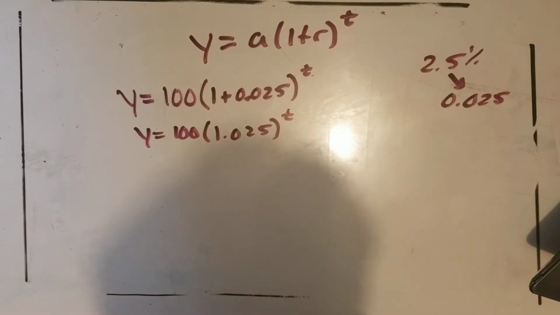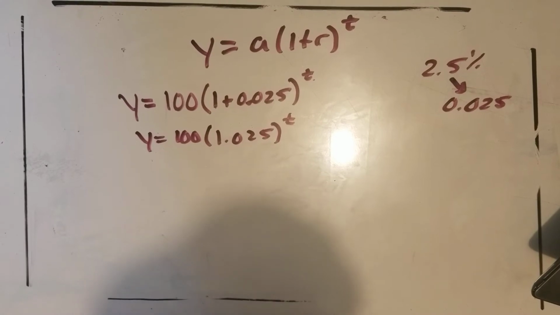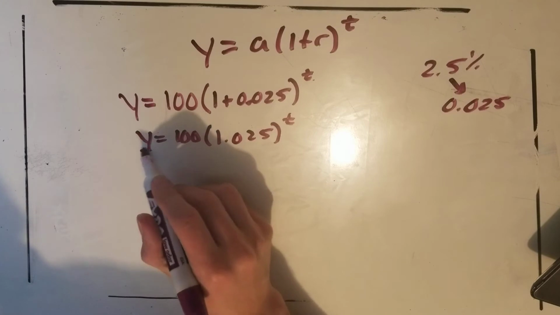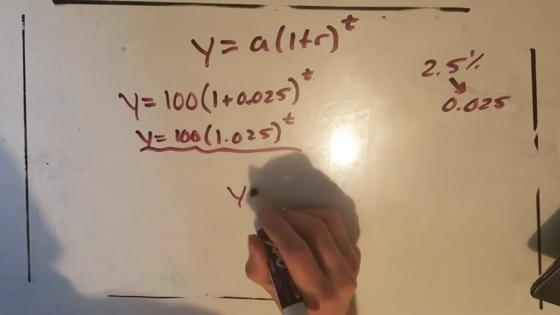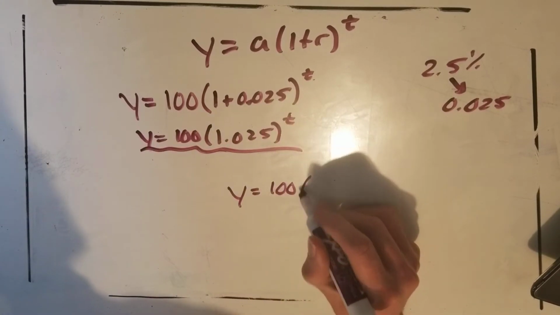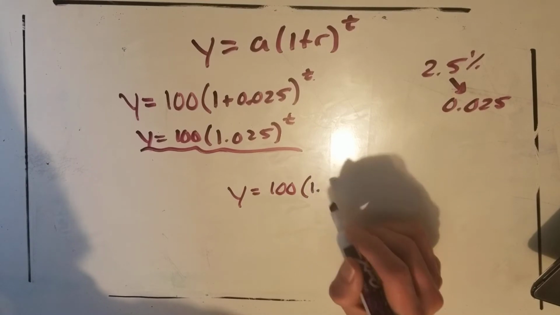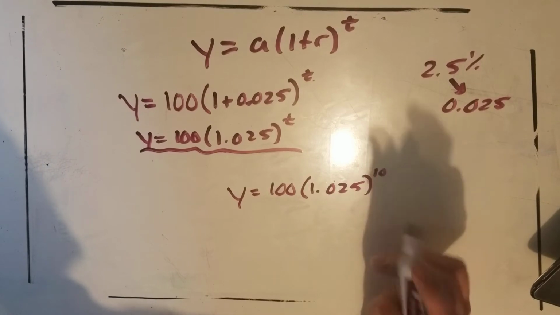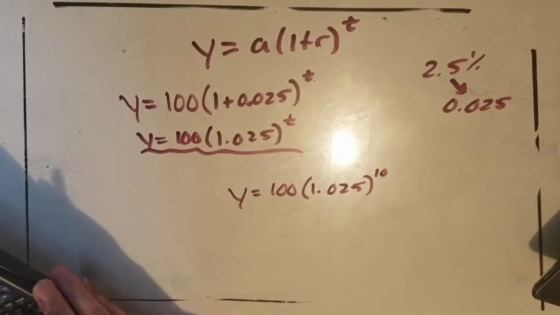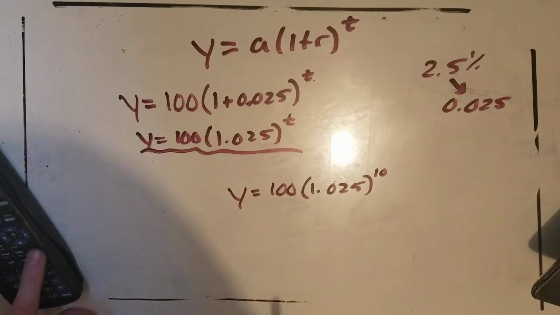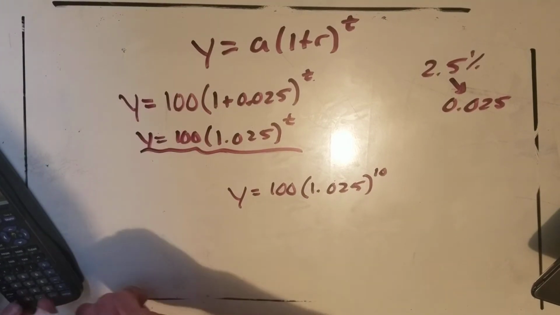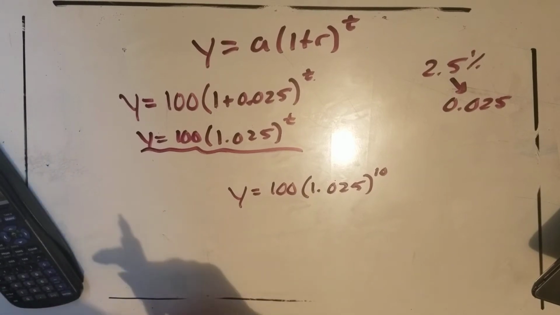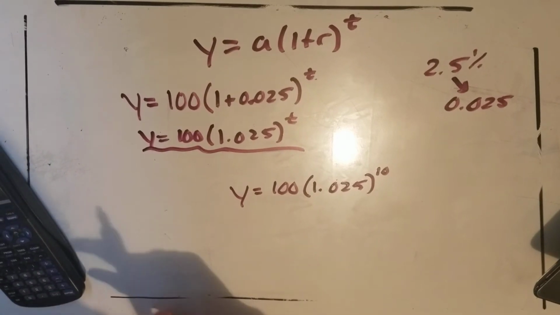Now part B, it reads, how much will the gift card be worth if no one wins after 10 days? So you're substituting in what you know. This was our equation to represent. We want to know how much it's worth after 10 days. So you're going to take your 100, multiply it by 1.025 to the 10th power, and take your nice calculator here. And of course you do your exponent first, 1.025 to the 10th, and you're going to multiply that value by 100.